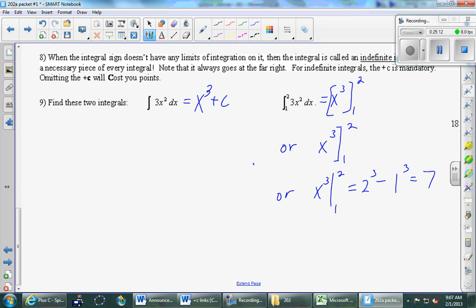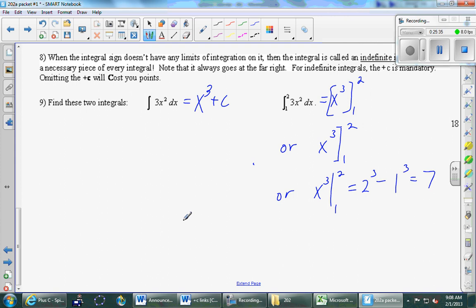The answer to the first one is a function. It's a formula, x cubed plus c. The answer to the second one is a number. It's an area. So really, really different things, even though the beginning part of the process is the same. Find an antiderivative. On the one hand, stick on a plus c and stop. On the other hand, you're going to have to evaluate the antiderivative at two numbers and subtract.